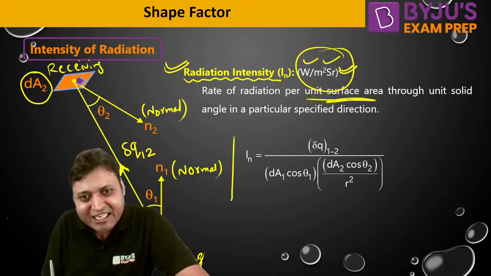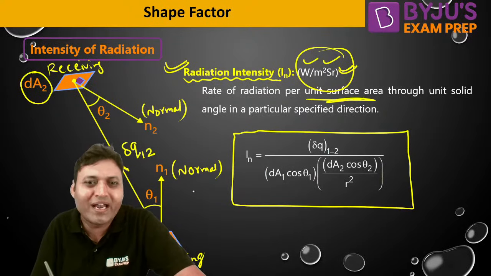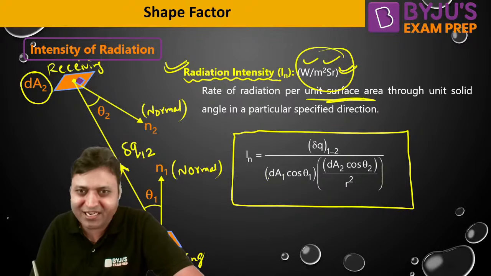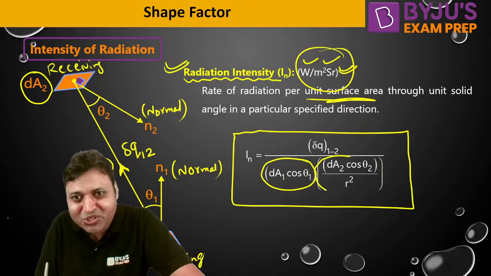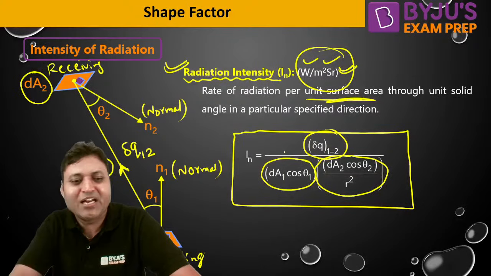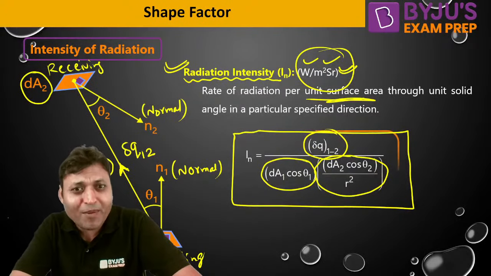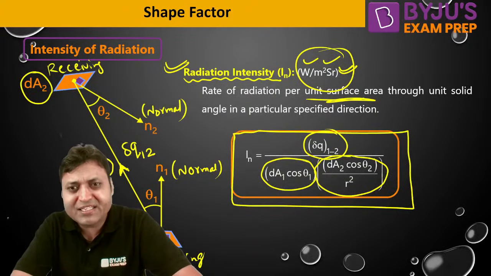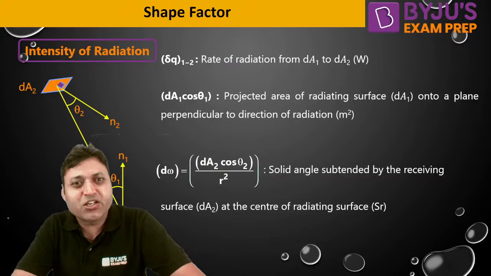So this is the expression for radiation intensity between 1 and 2 in a normal direction. The ratio of del Q1 to 2 upon dA1 cos theta 1 has three terms. One term is in the numerator and the remaining two terms are in the denominator. Let us talk about the significance of each of these parameters.